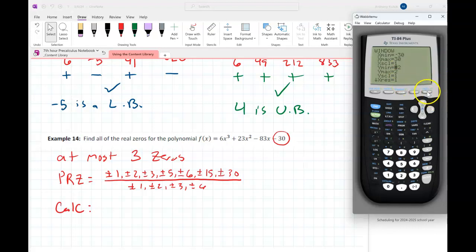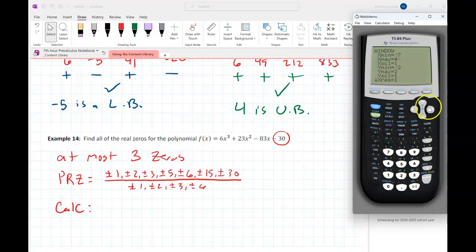So once I've done that, I'm going to go ahead and hit graph. Take a look at what I see. So it looks like everything is happening between, say, -6 and +3. Everybody agree with that? That's where all the crossing is happening. I'm just guessing.